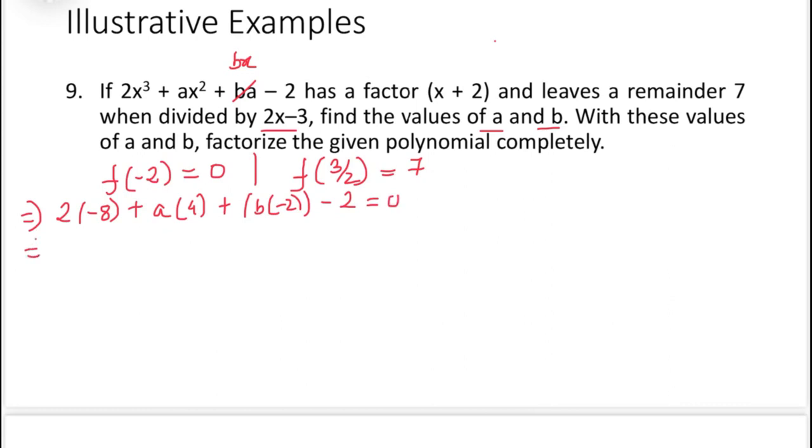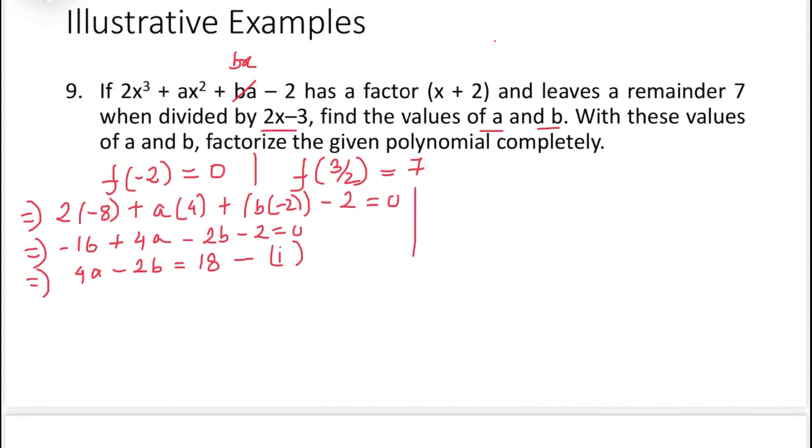That is given as 0. So from here we can write minus 16 plus 4a minus 2b minus 2 equals 0, or 4a minus 2b minus 18 equals 0, or we can write it as 4a minus 2b equals, so minus 18 will bring it on the other side, so plus 18. So the first equation we get is 4a minus 2b equals 18.